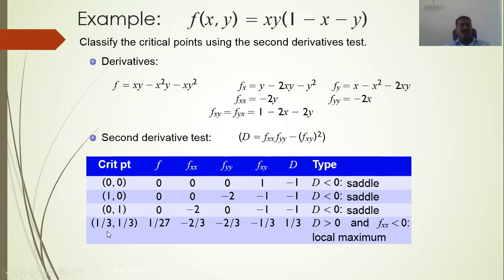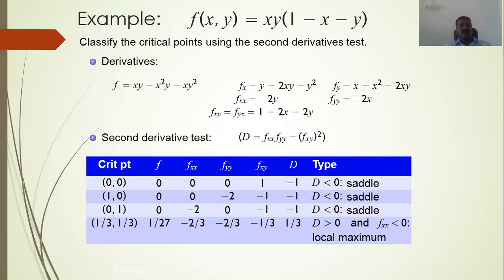Now let's see what is the nature of the critical point (1/3, 1/3). F at (1/3, 1/3) is 1/27. Fxx at (1/3, 1/3) is minus 2/3. And fyy is minus 2/3. And fxy is minus 1/3. So the discriminant, fxx fyy minus fxy whole square, plugging in (1/3, 1/3), you get 1/3. Now we see that D is greater than 0 and fxx is less than 0. So this is a local maximum.